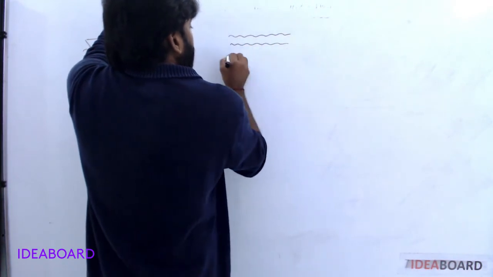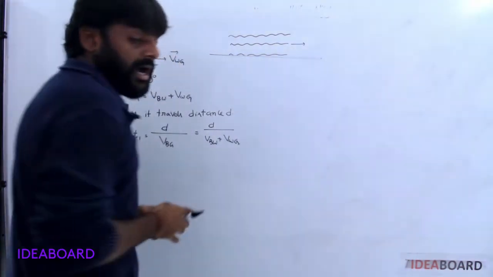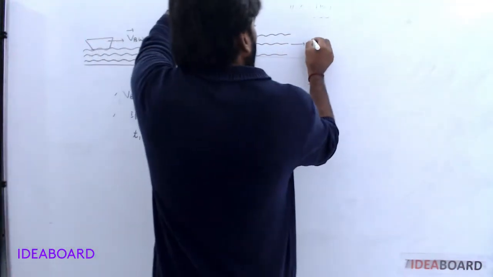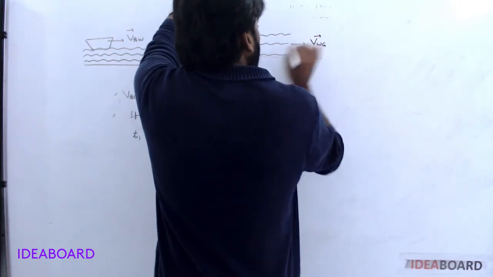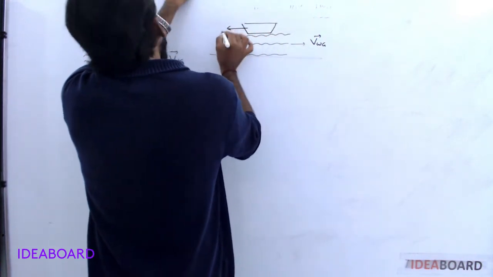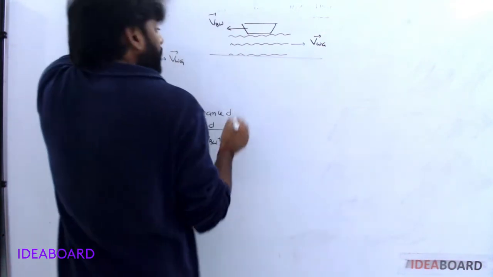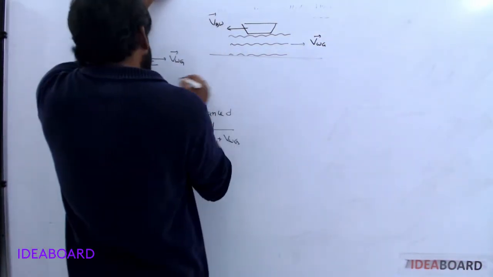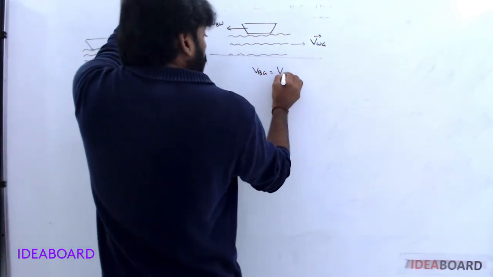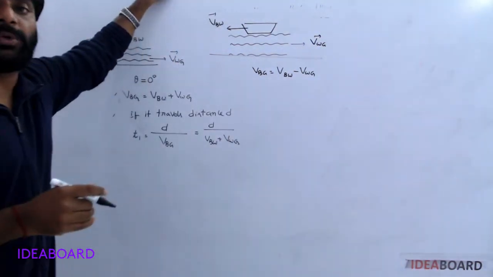In the second case, the boat travels opposite to the river flow, water with respect to ground. Now boat with respect to water is in the opposite direction, theta equal to 180 degrees. Boat with respect to ground is equal to boat with respect to water minus water with respect to ground, because of the opposite direction.